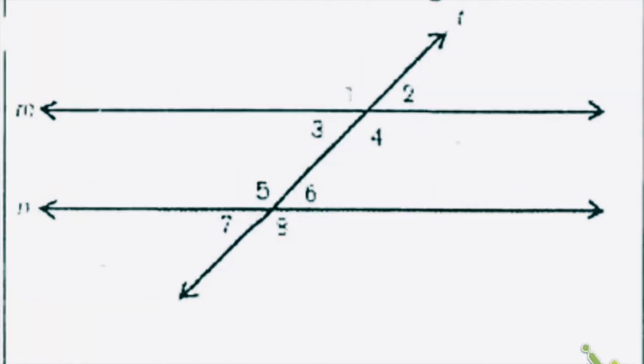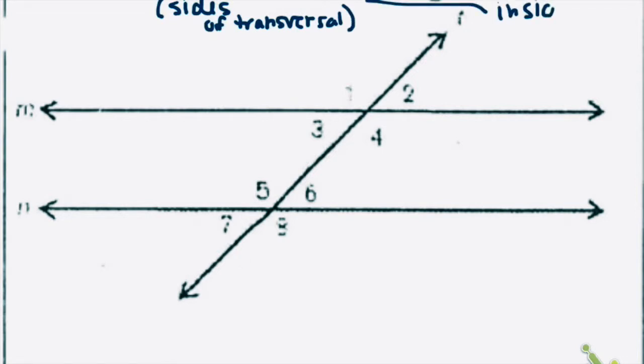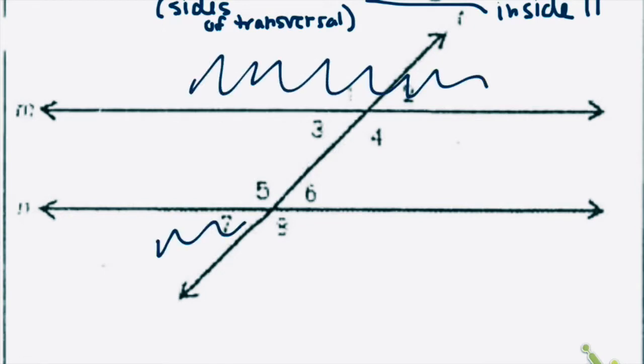So alternate interior angles are another kind of congruent pair. The alternate means that it alternates sides of the transversal. So just kind of keying into those words there. And the interior part means inside the parallel lines. So if we're talking about inside the parallel lines, then we are not talking about 1 and 2 or 7 and 8. So just kind of focusing on that.